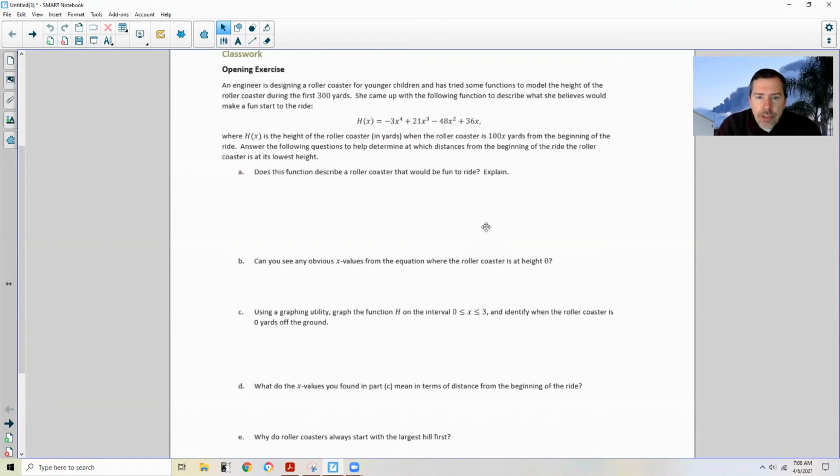Answer the following questions to help determine at which distances from the beginning of the ride the roller coaster is at the lowest height. So we're trying to determine at which distances from the beginning of the ride the roller coaster is at its lowest height. All right, so we're looking for what's called a minimum. A, does the function describe a roller coaster that would be fun to ride? Explain.